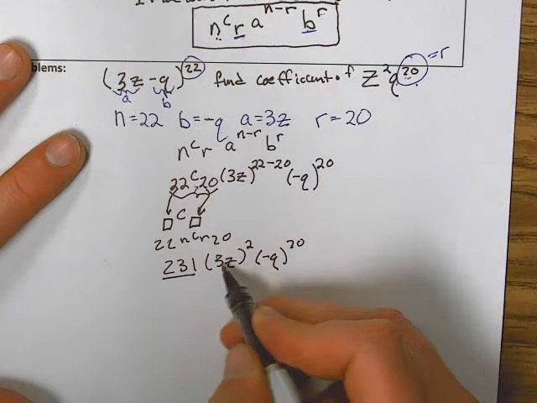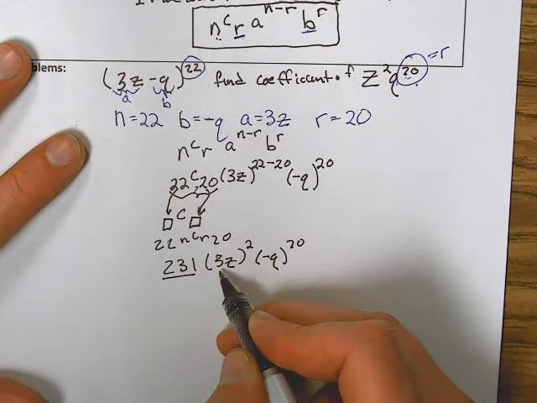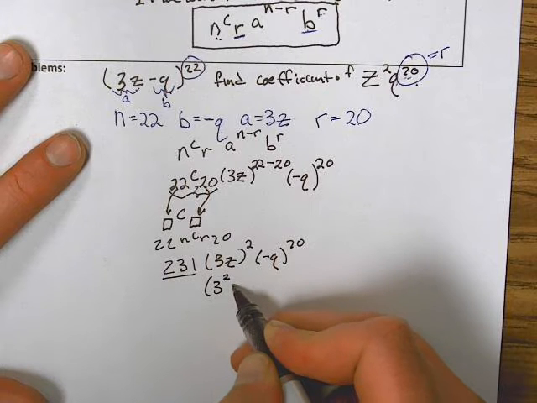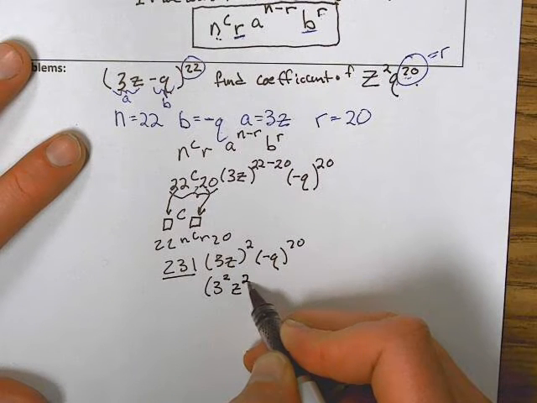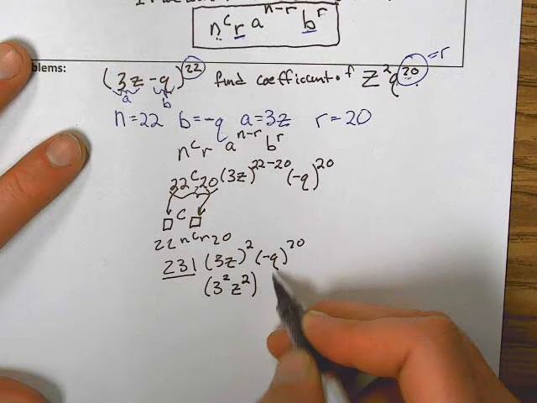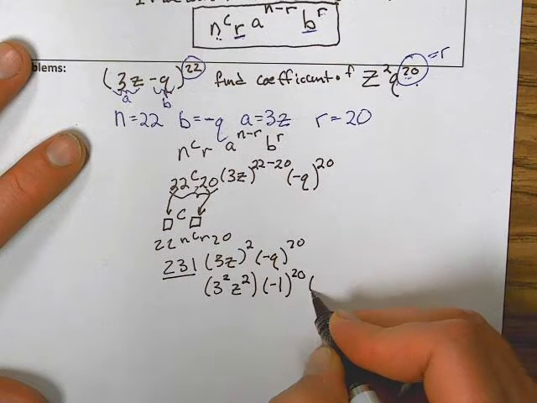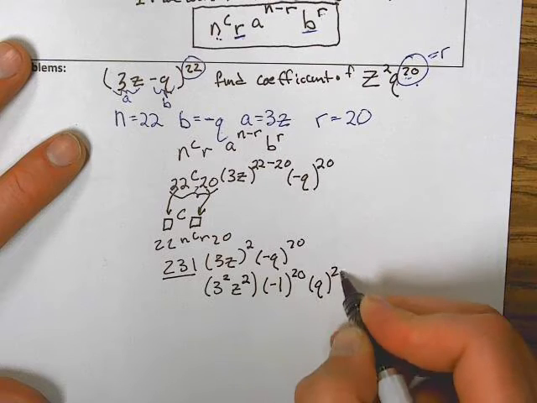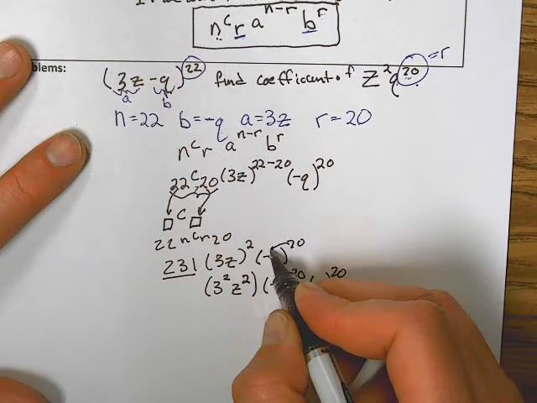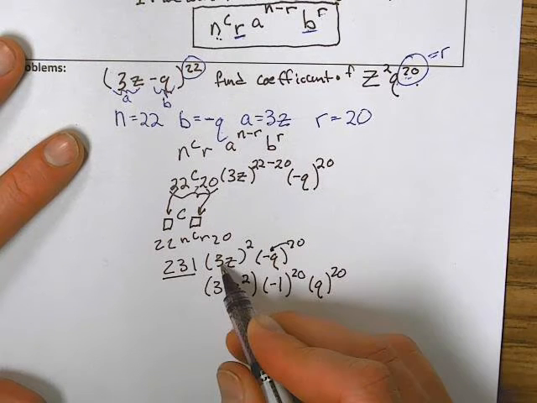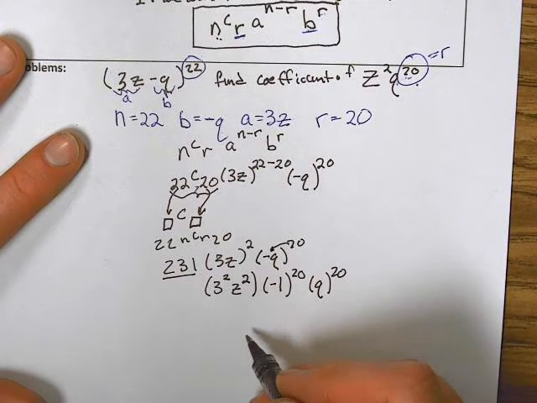You have to kind of finish some of the math over here. 3z squared means you have to square the 3 and the z. And in the negative q, that's like negative 1 that I have to raise to the 20th power and raise q to the 20th power. So that's a little tricky, and a lot of students will forget to distribute that power to each factor in the product in the base.